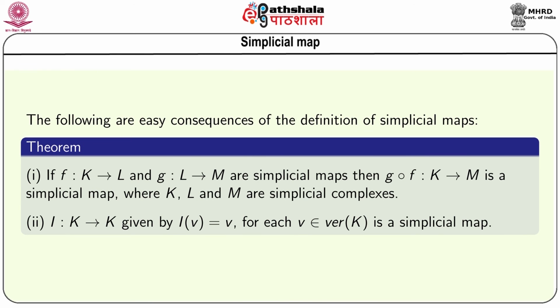The following are easy consequences of the definition of simplicial maps. First one is that if we take two simplicial maps F and G, one from K to L and the other from L to M, then their composite G composed F from K to M is again a simplicial map. Now, the identity function I from the set of vertices of K to the set of vertices of K, that is, it takes a vertex V to the same vertex V, is also a simplicial map.